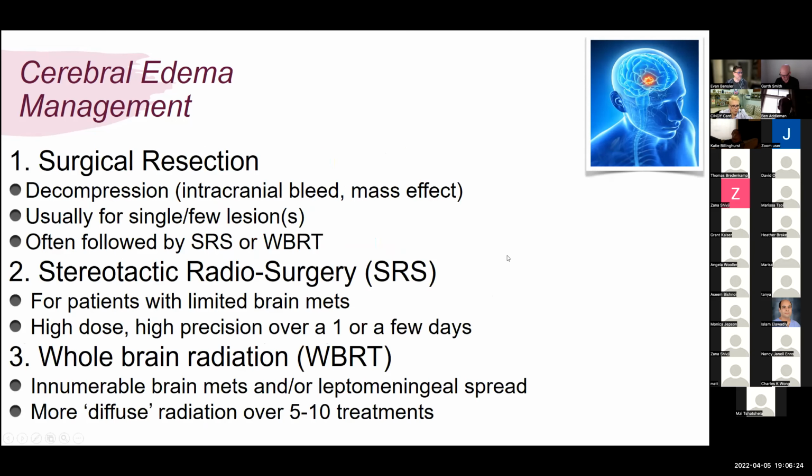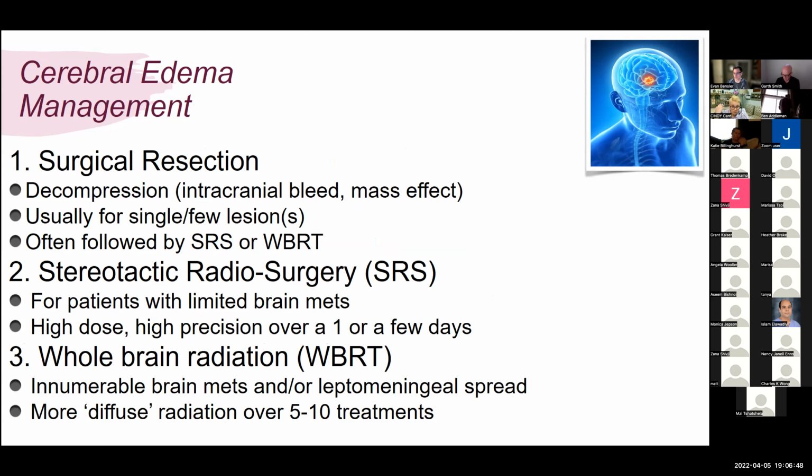Okay, so how do we treat cerebral edema? Well, surgical resection. Sometimes we have to do that on a more urgent basis because they require more urgent decompression. So patients who have intracranial bleed or significant mass effect, sometimes they don't have the time that it would take to plan and give the radiation, they would need to go to surgery right away.